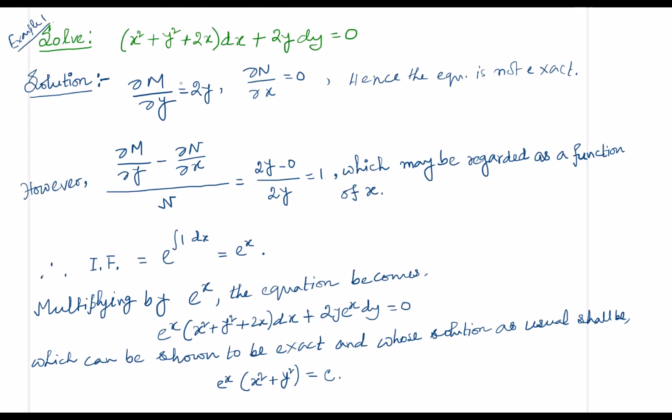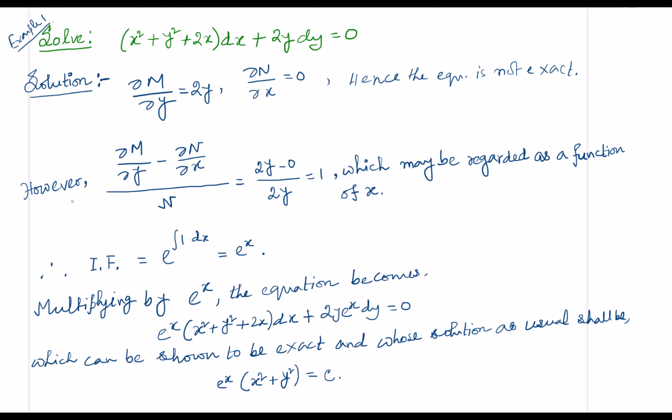So here m equal to x square plus y square plus 2x and n equal to 2y. So we find del m by del y equal to 2y. When we are finding del m by del y, here x is constant, and del n by del x equal to 0 because here y is constant. Hence the equation is not exact because del m by del y is not equal to del n by del x.